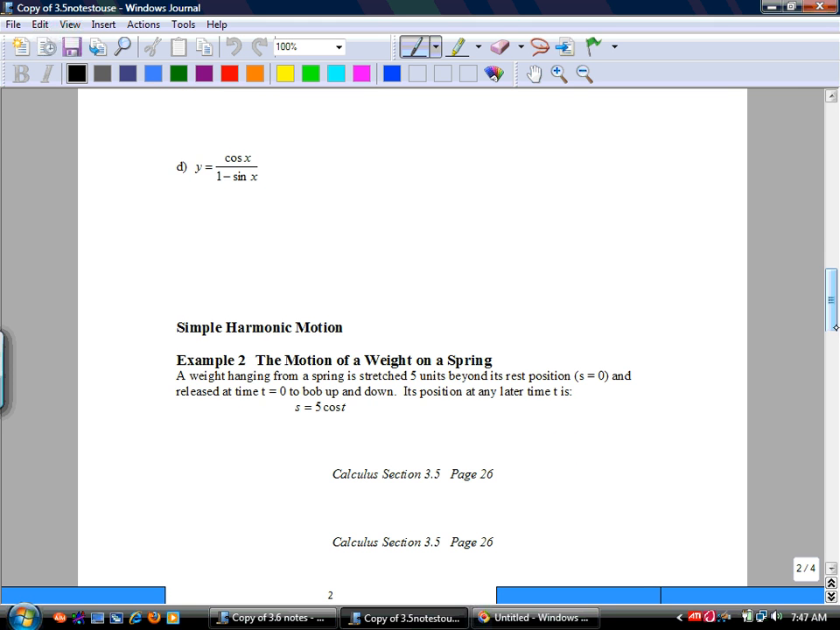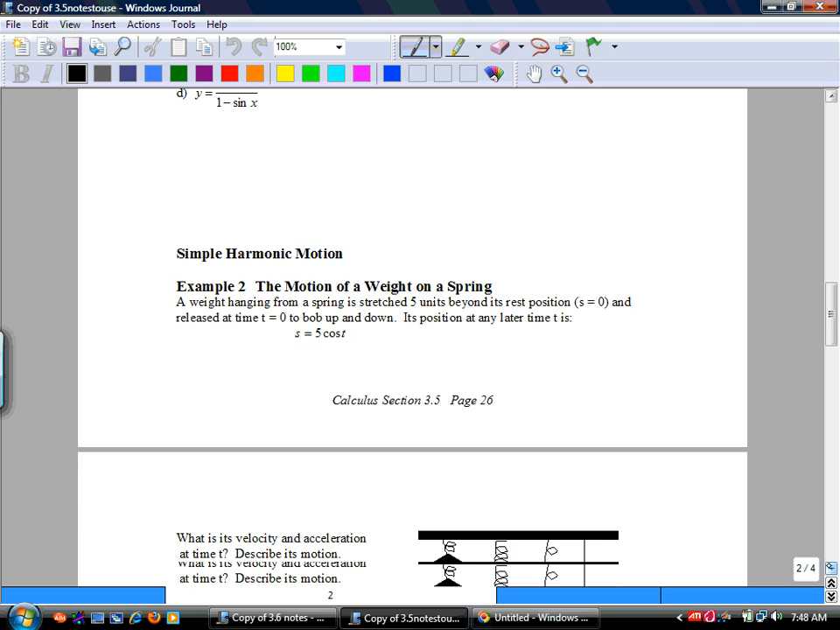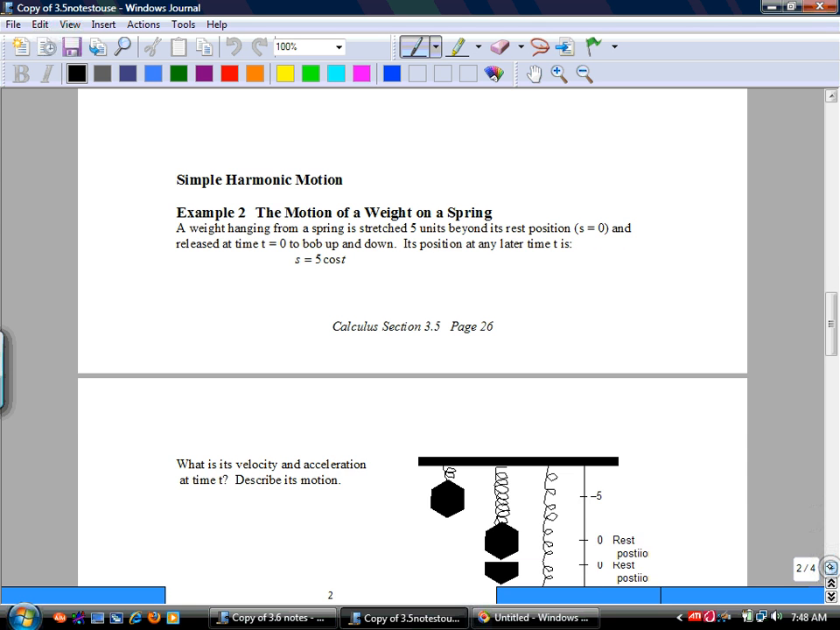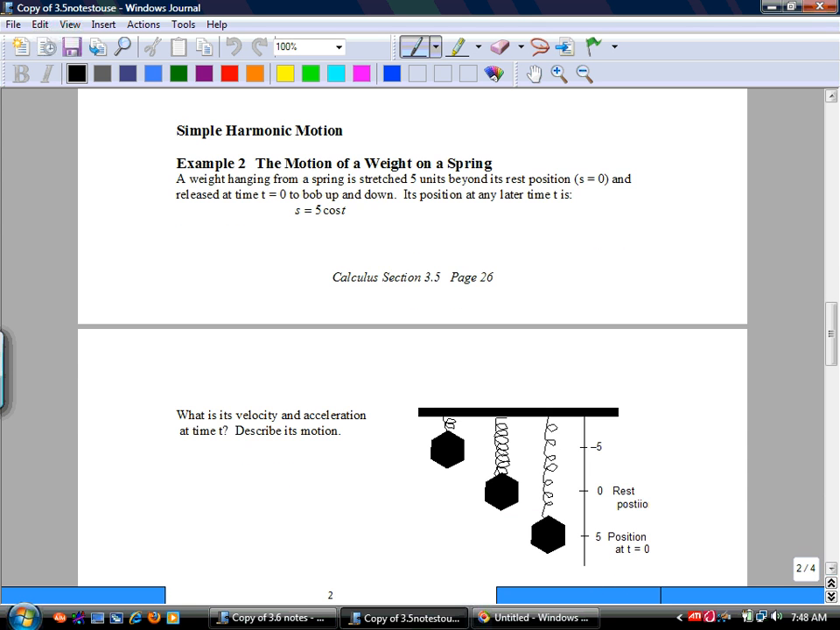Okay, so a weight hanging from a spring is stretched 5 centimeters beyond its rest position, s equals 0, and released at time t equals 0 to bob up and down. Its position at any later time t is s equals 5 cos t. So, just a nice application of cosine and sine graphs. What is its velocity at any time t?